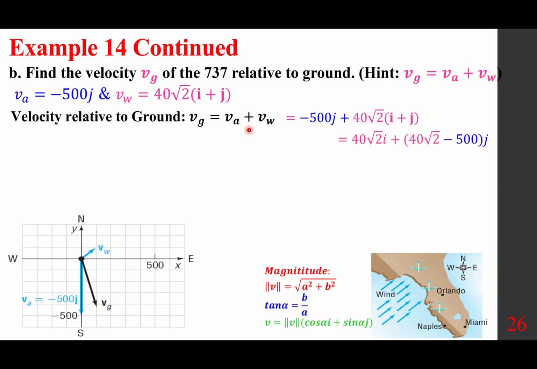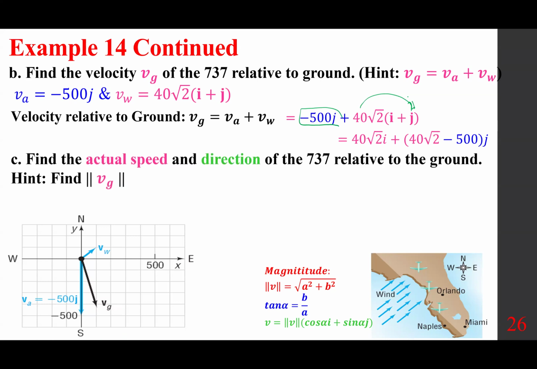Please understand that this one is 40 square root of 2 i. This is 40 square root of 2 j minus 500. So I multiply these two, and then I can combine these two. So please understand that, this can be combined with this. And there you have it.